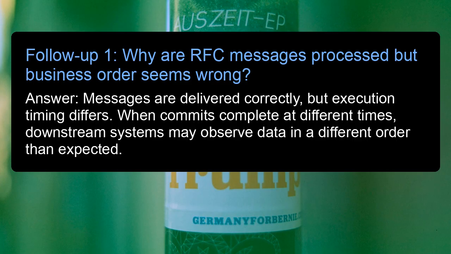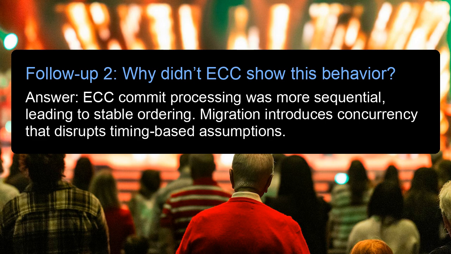Follow-up 1. Why are RFC messages processed but business order seems wrong? Answer: messages are delivered correctly, but execution timing differs. When commits complete at different times, downstream systems may observe data in a different order than expected. Follow-up 2. Why didn't ECC show this behavior? Answer: ECC commit processing was more sequential, leading to stable ordering. Migration introduces concurrency that disrupts timing-based assumptions.